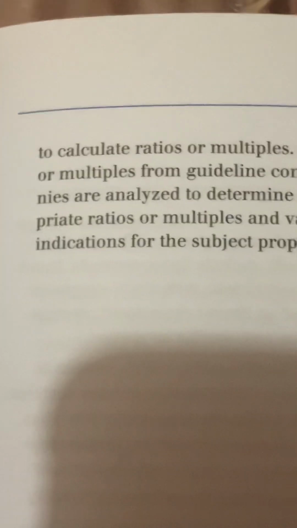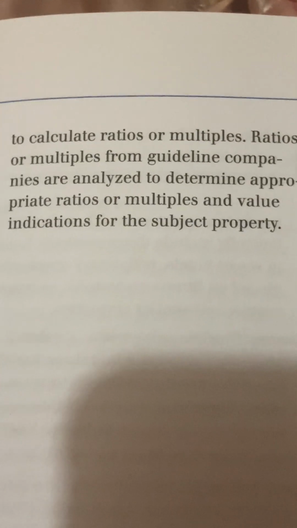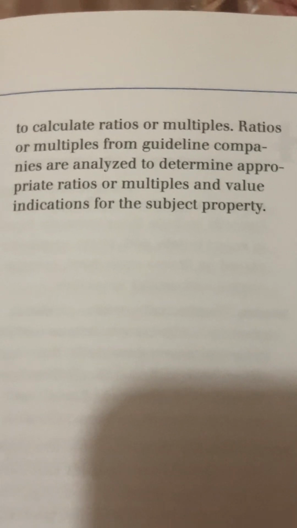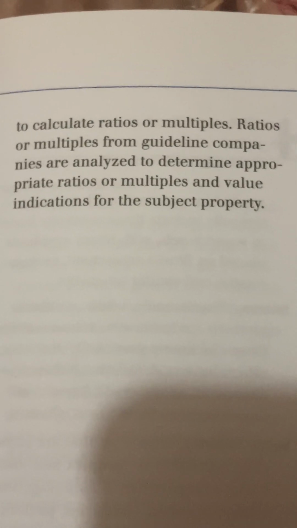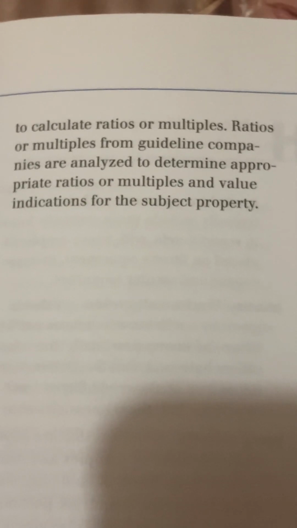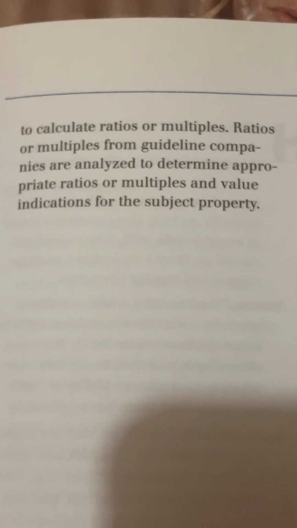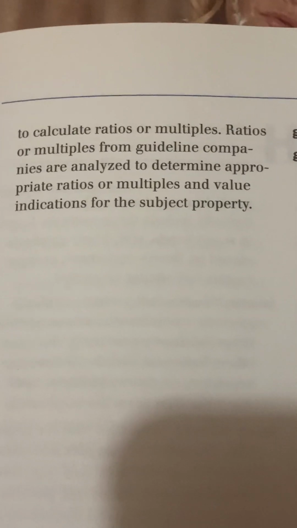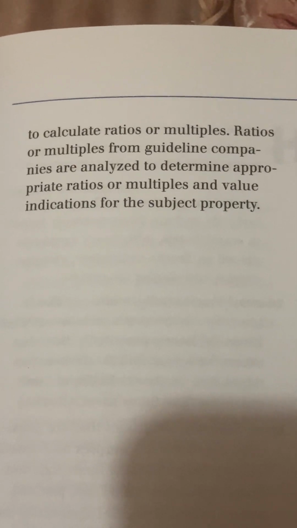Page 107. To calculate ratios or multiples from guideline companies are analyzed to determine appropriate ratios or multiples and value indications for the subject property.